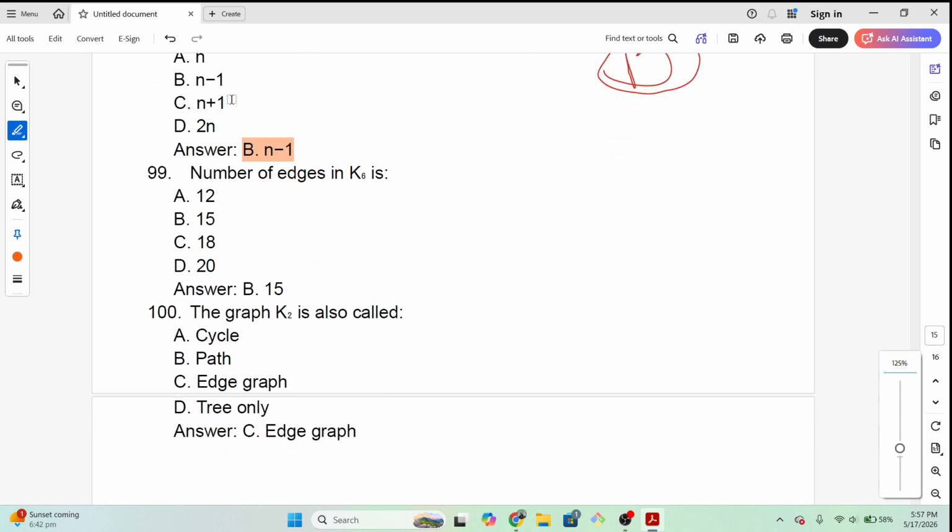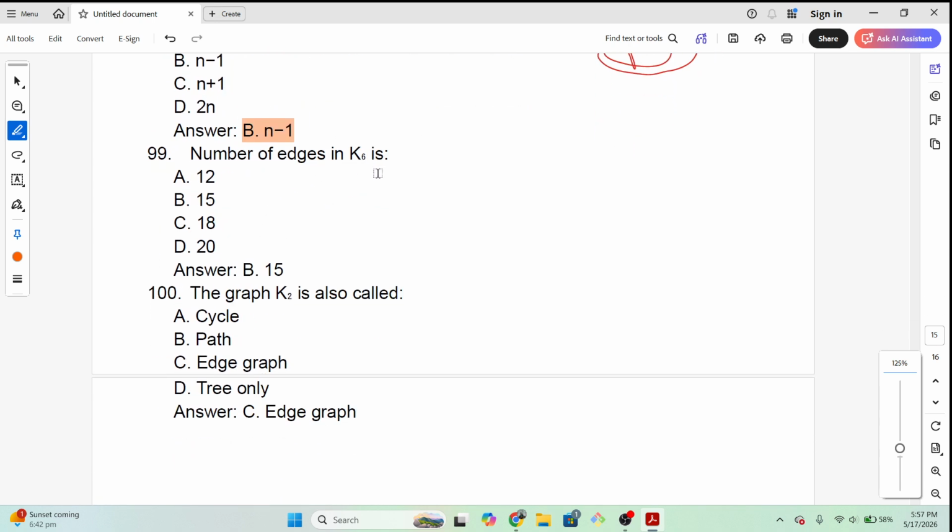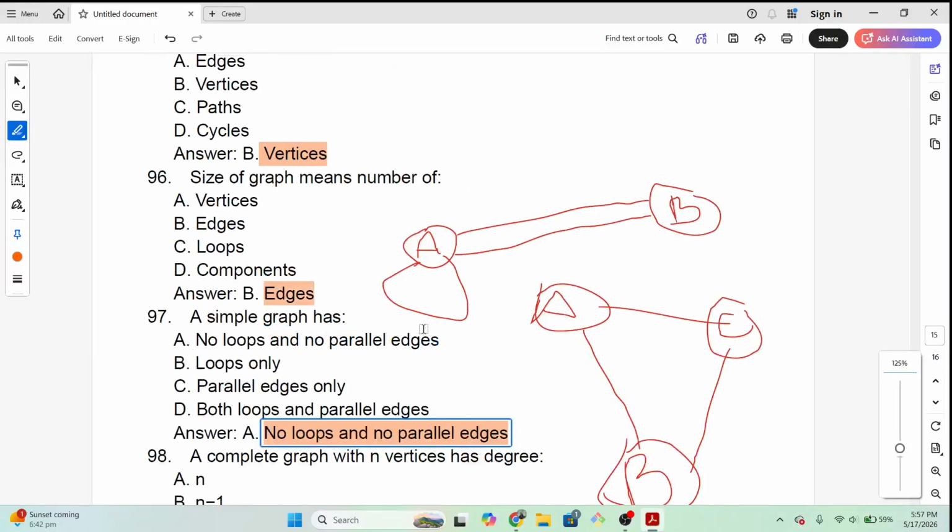Question number 99: we have the number of vertices in K6, which is 15. A graph is also called what? It's a graph. So we are done with 100% from here as well.